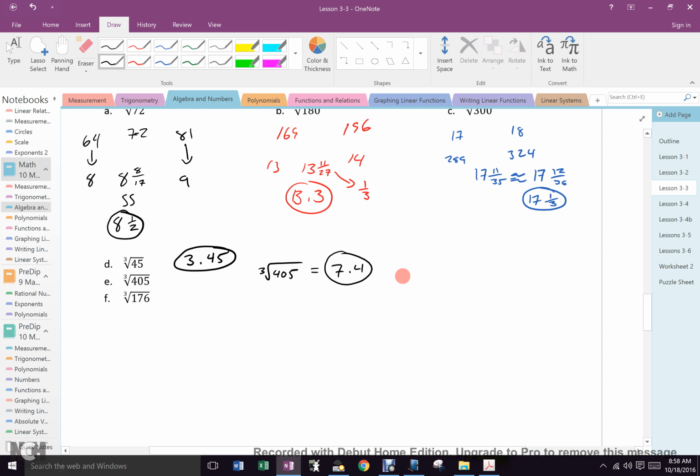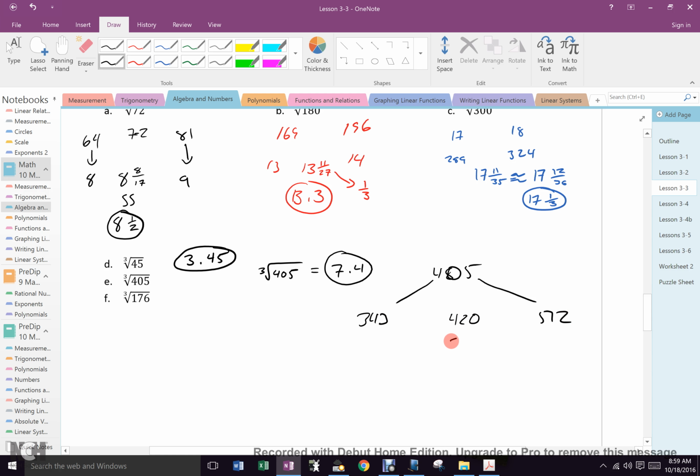Okay. Well, that's the estimate part. 405 is between 343 and 512, yeah? Right? Well, it's closer to 343, isn't it? Halfway between 343 and 512. Do some rounding, 340 and 510. 17, right? So it's 170 here, yeah? So halfway would be 85. With me? So 340 plus 80 is 420, right? So 420 is about halfway.